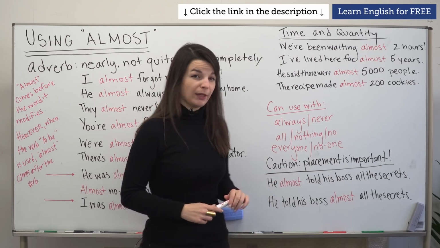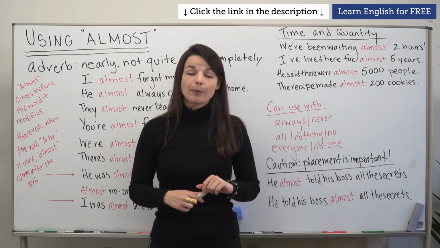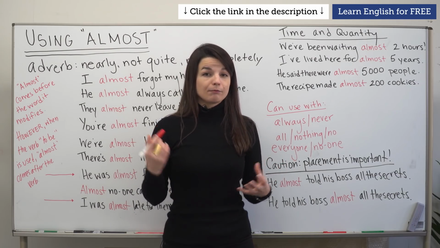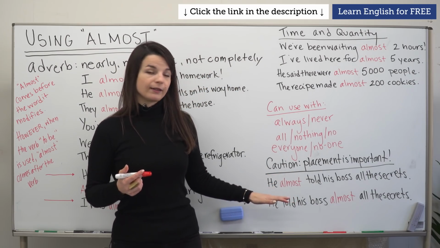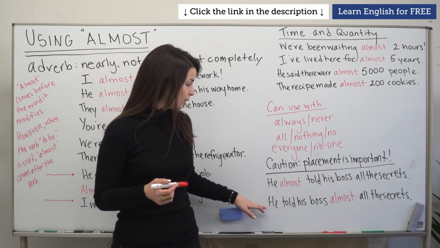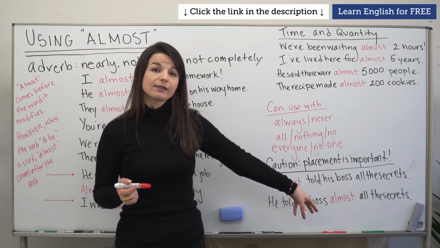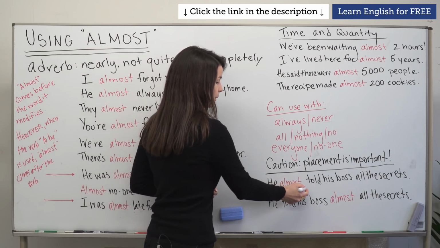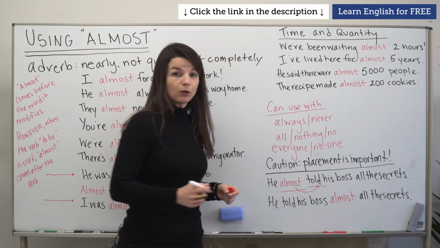The last thing I want to mention in this lesson is a word of caution. Just be careful about where you place almost in a sentence, because it can really affect the meaning of the sentence. So here, let's look at two very similar sentences. 1, he almost told his boss all the secrets. And 2, he told his boss almost all the secrets. These are very different sentences, but they seem very similar. Here, I've used almost before the verb told. So almost is modifying the word told here.